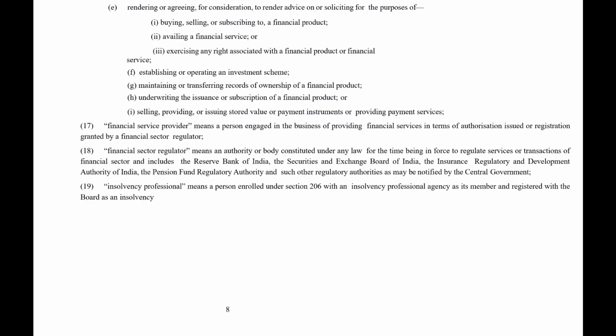Right? Insolvency professional means a person enrolled under section 206. Like we take roll number in college, similarly here you get yourself enrolled with an insolvency professional agency as its member and then registered with the board. Both these things are important: enrollment with IPA and registration with the board.